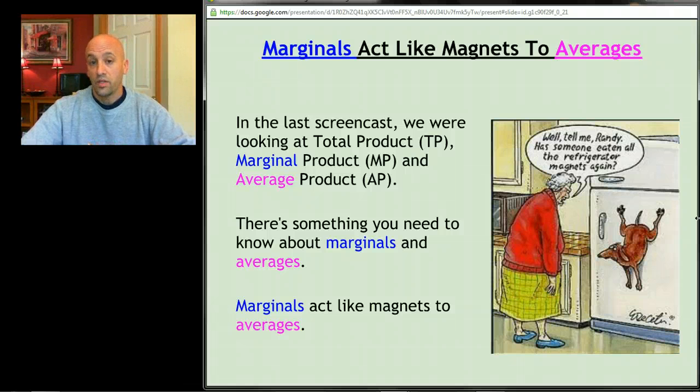Now in this screencast I'm going to be talking about marginal product and average product, but I want you to know that this applies to every marginal and average. So in the future you're going to hear other terms like marginal revenue or marginal cost. And anytime you hear one of those terms, I want you to know that the marginal is going to act like a magnet to the average. So marginal revenue is going to act like a magnet to average revenue. Marginal cost is going to act like a magnet to average cost. Marginal product is going to act like a magnet to average product. And what I mean by magnet, and I'm using that as a metaphor, is that marginal numbers pull average numbers in their direction.